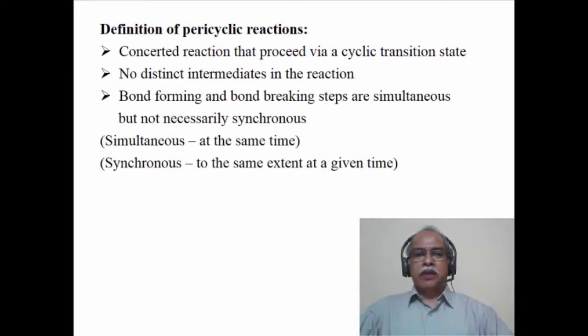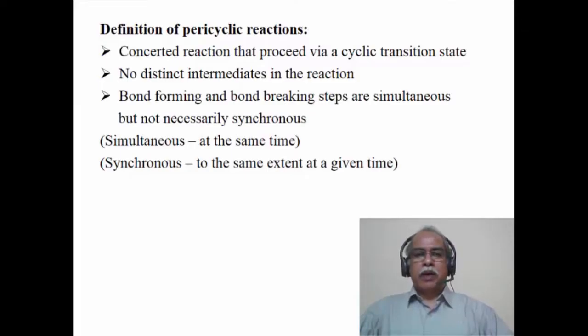Now let us first define what pericyclic reactions are. Pericyclic reactions are concerted reactions that proceed via a cyclic transition state. The cyclic transition state is a must, otherwise it could be a concerted reaction but not a pericyclic reaction. There are no distinct intermediates formed in these reactions. That means they are concerted: starting material, transition state, and it goes through to a product.